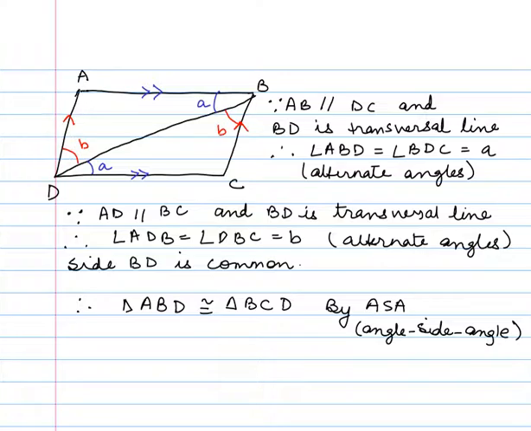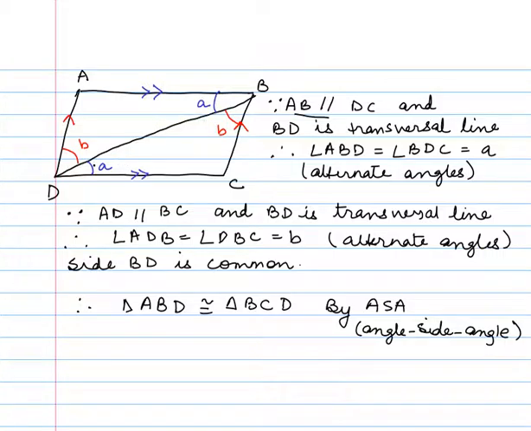Let us say this is a parallelogram ABCD. Now over here AB is parallel to DC, which I have written over here. AB is parallel to DC and line BD is transversal. See, AB is parallel to DC and line BD is transversal line. Therefore, angle ABD is equal to angle BDC.